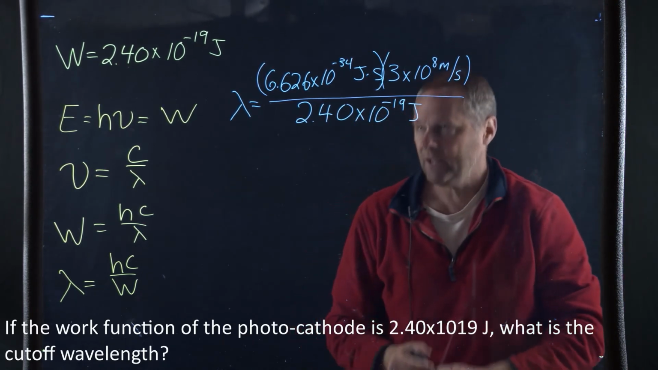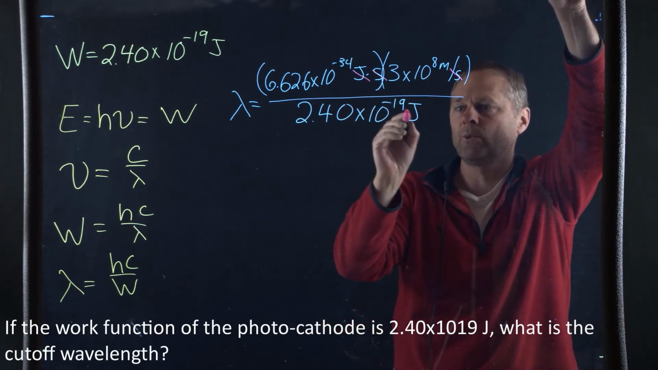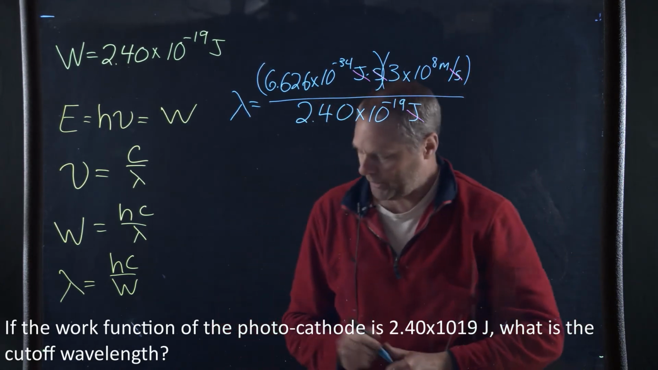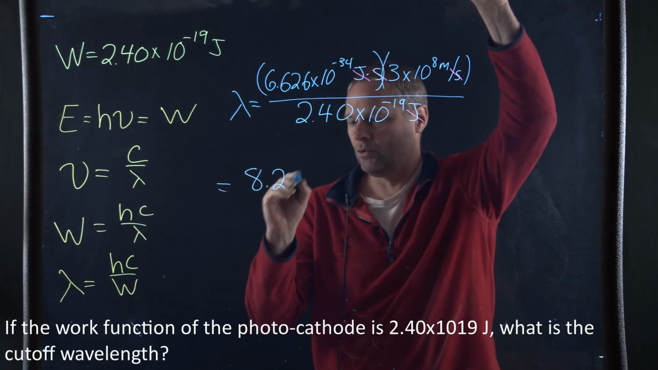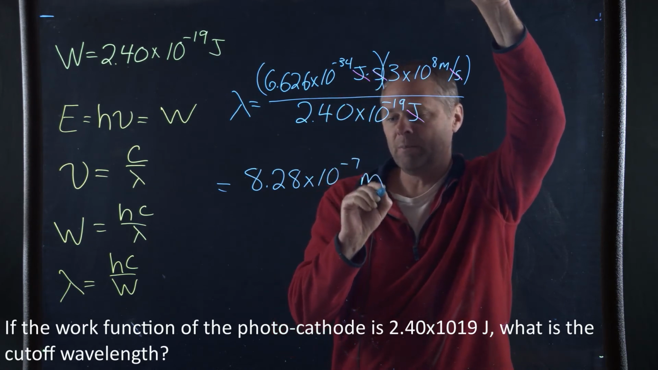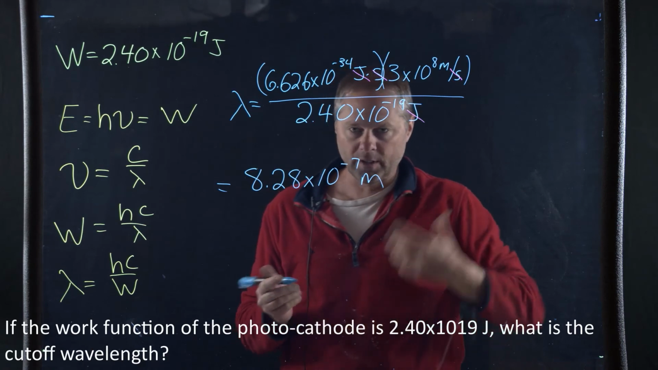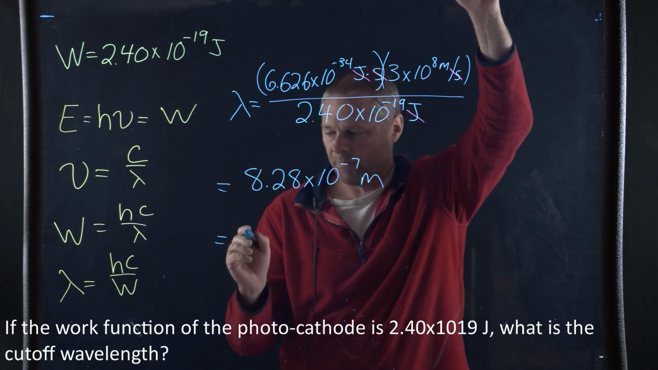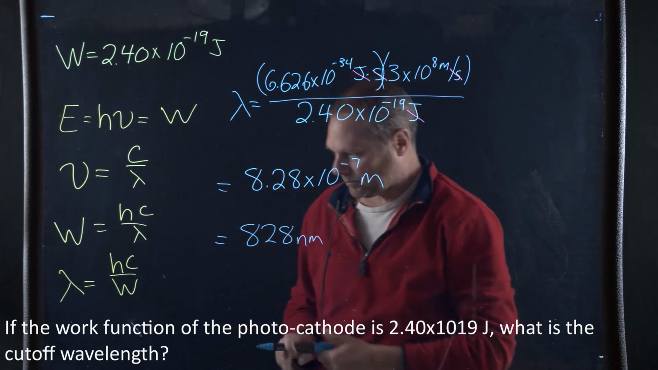What we can see here is that the seconds will cancel with the seconds, the joules will cancel with the joules, and we're left in units of meters. We do the arithmetic here, and we get 8.28 times 10 to the negative 7 meters. A lot of times when we're talking in units of wavelengths, we want to convert this into nanometers, and you would multiply this by 1 times 10 to the 9th, and that gets us 828 nanometers.